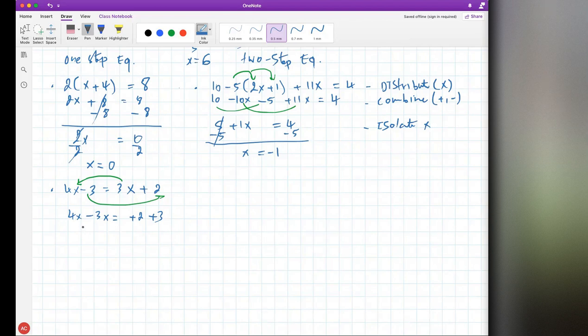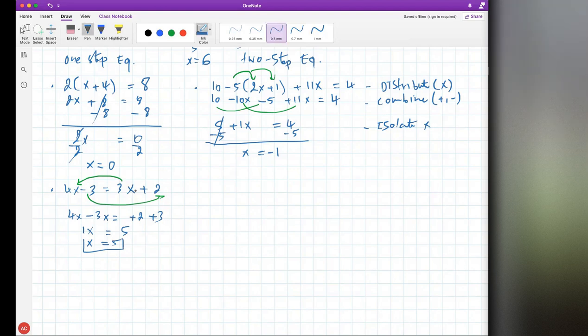So now that we have them on the same side, we can go ahead and combine them. 4x, take away 3x, that's of course 1x. And we have 5 on the other side. So 1x is the same as x. No need to divide or do anything here, unless you have some other number, unless you have negative 1 or 2 or something else. So the solution here is 5.